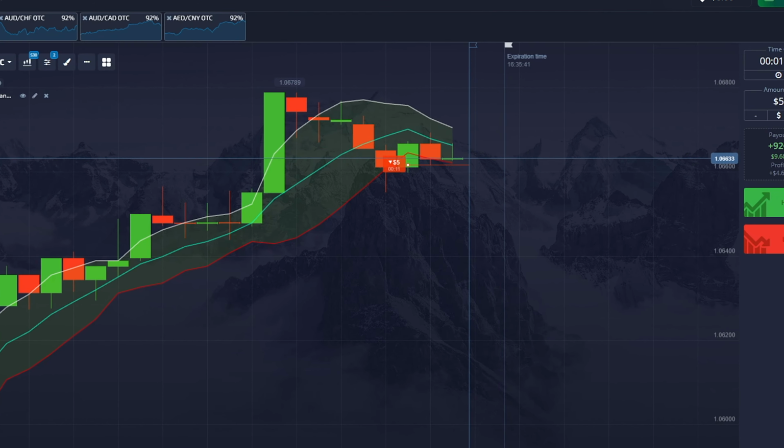Now remember, it's all about finding the right direction, not the price gap. I'm sitting at 33 now, and let's keep rolling.